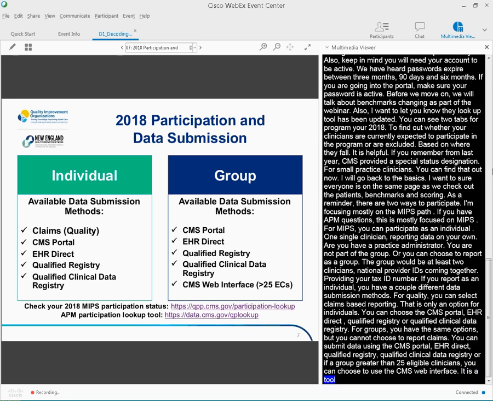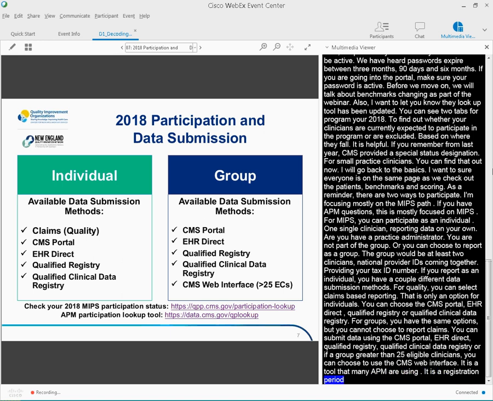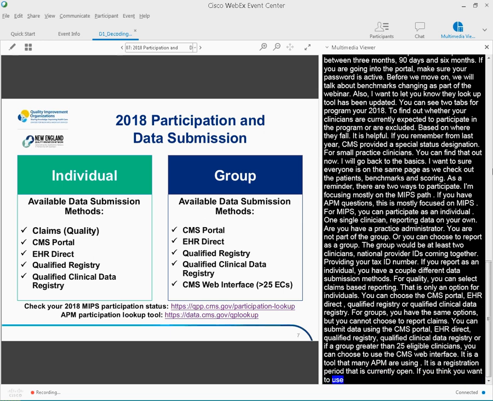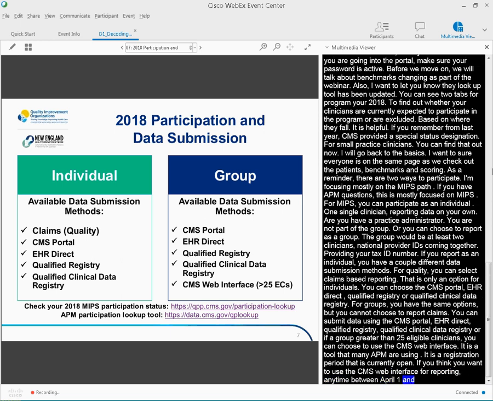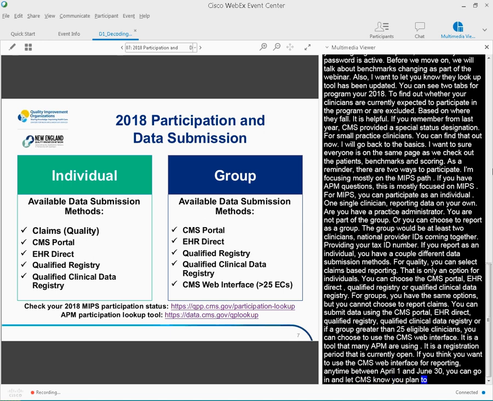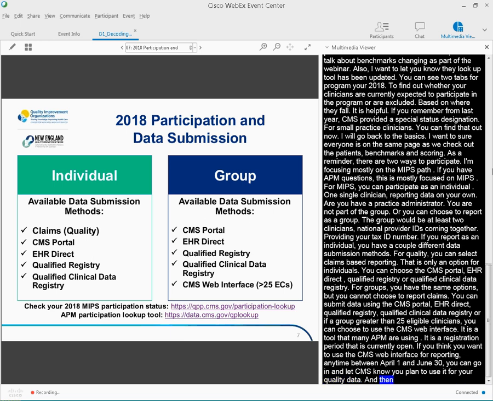Just keep in mind that there is a registration period, which is currently open. If you think that you want to use the CMS web interface for reporting, anytime between April 1st and June 30th, you can go in and let CMS know that you're planning to use the web interface for your quality data. It's pretty much what you report that through, and then you have that option once it comes time to submit your data next spring, or January to March of next year.